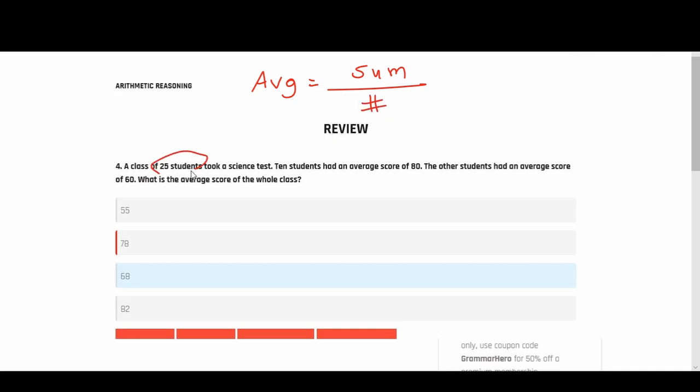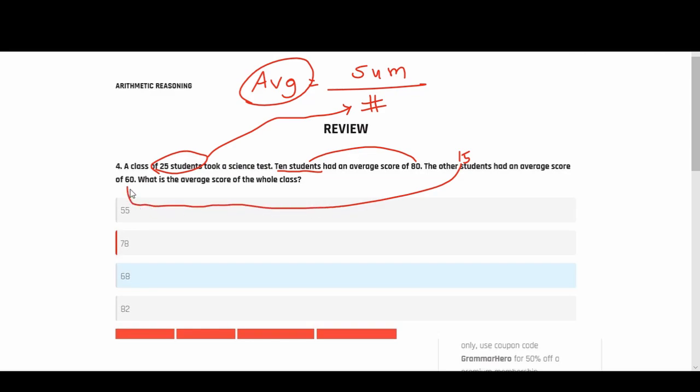Well, we know there's a class of 25, so we know there's going to be a total of 25 observations, or test scores in this case. And we know we're trying to find the average. So what we need to figure out how to do is come up with a sum, given the fact that 10 students had an average score of 80, and the other students, 25 minus 10 is 15, had an average score of 60. And this, it turns out, is a weighted average. We can still use the average formula, but we have to set it up like this.